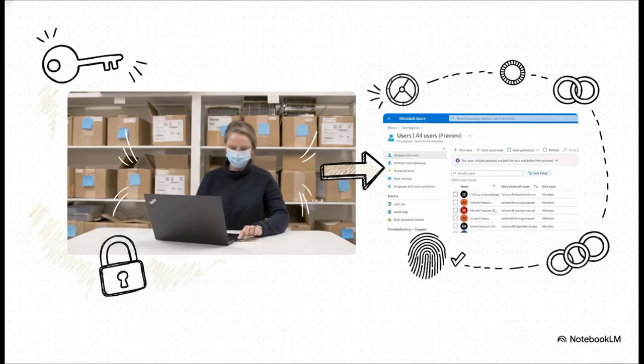And you can see that connection perfectly right here. On the left, someone is logging in with a physical security key. That little device proves it's really them. And on the right, you see the system's admin center instantly verifying that physical tap against their digital identity. It's a direct, unbreakable link between the person and their access.